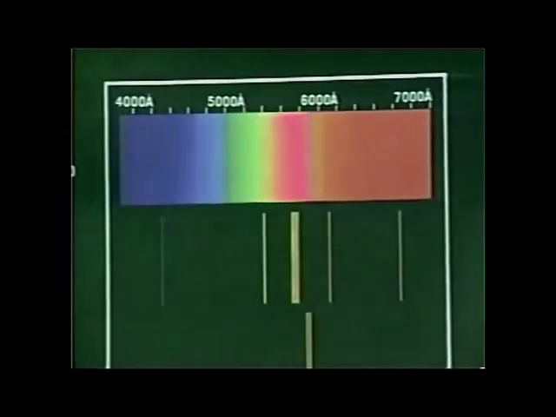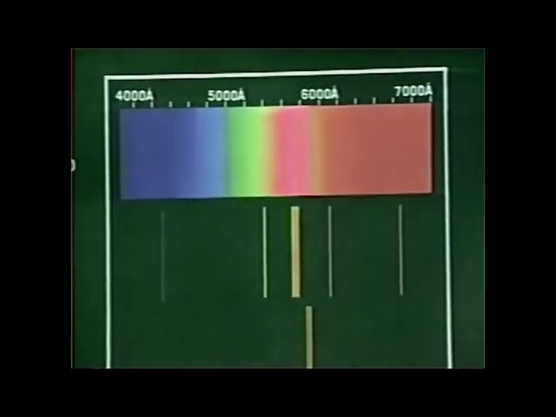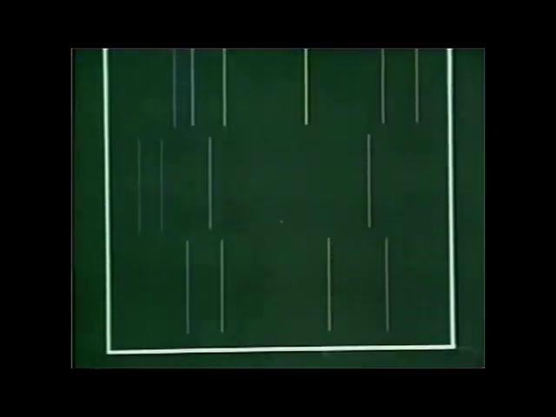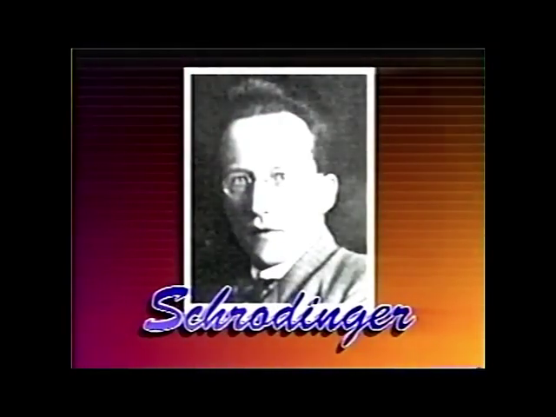The Bohr theory explained some observations, such as the spectrum of the hydrogen atom, but it could not explain the spectrum of other atoms. A new model, the quantum mechanical model, was more successful in this respect. The model was developed by Erwin Schrödinger and Max Born.